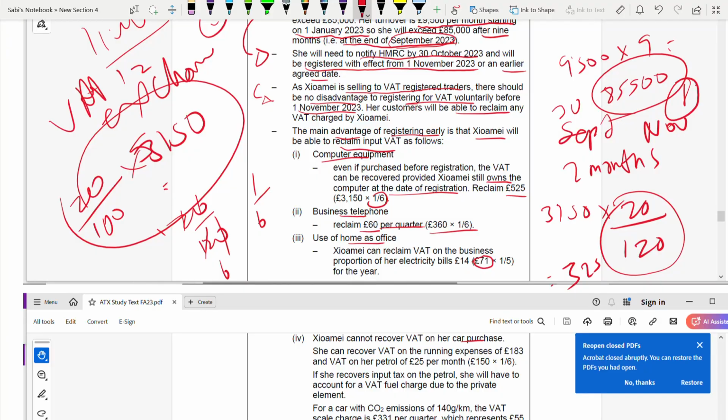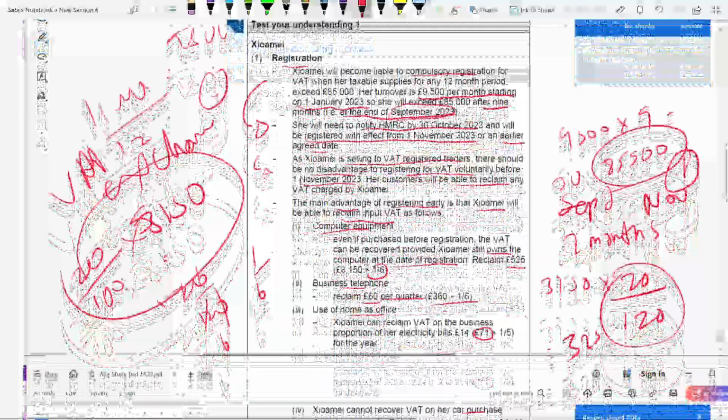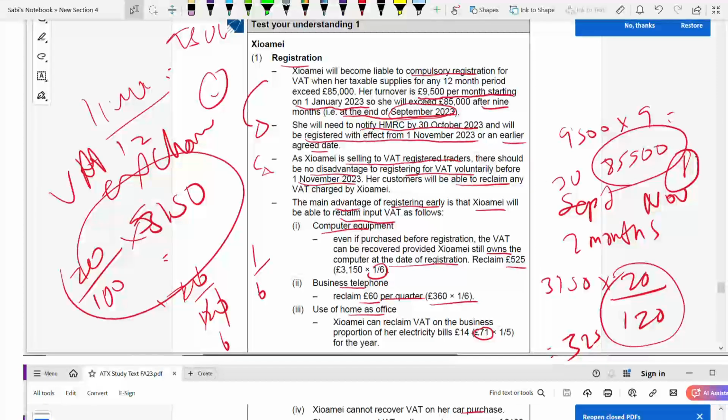But this 71 VAT, remember, is for the whole house. Only 1 room you are using as an office. So that's why out of the 5, 1. That's why it's 1 divided by 5, only for 1 room. So 14. Remember, you can only reclaim VAT on the business portion of the electricity bill, not for the entire home. So out of the 71 VAT, divide by 5 because only 1 room you are using for business.